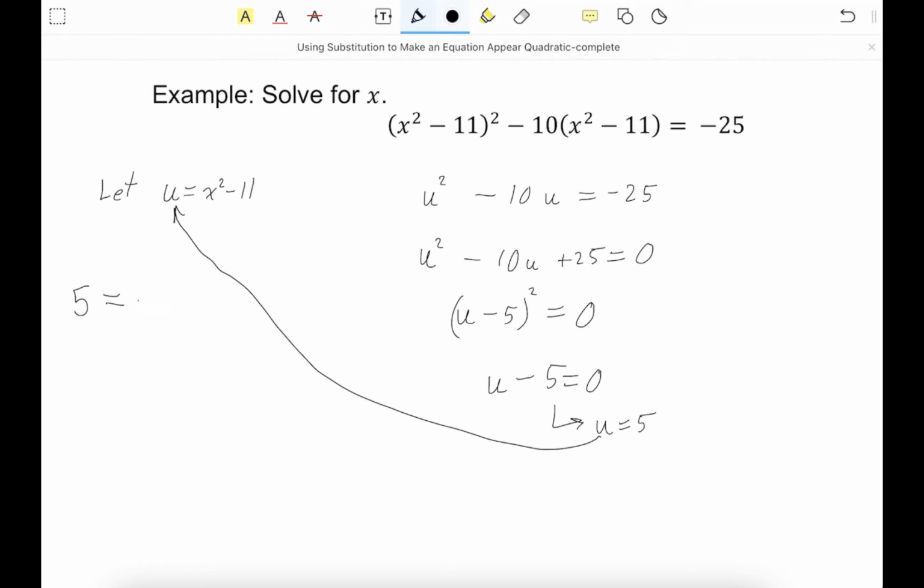5 equals x squared minus 11. I want to now solve for x, so I add 11 to both sides. That gives me 16 equals x squared. Take the square root of both sides, and this gives me plus or minus 4. So those are the two solutions, 4 and negative 4.